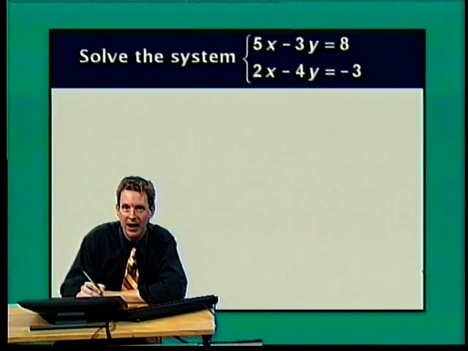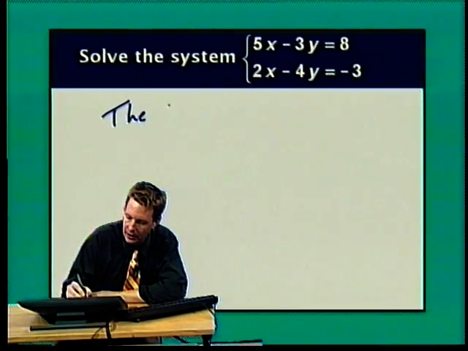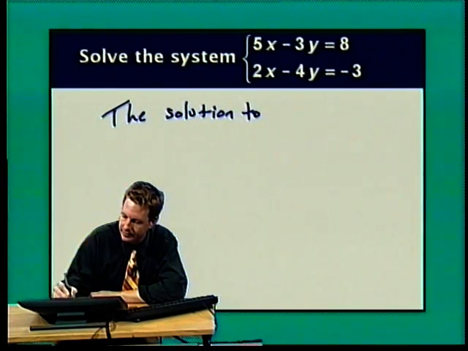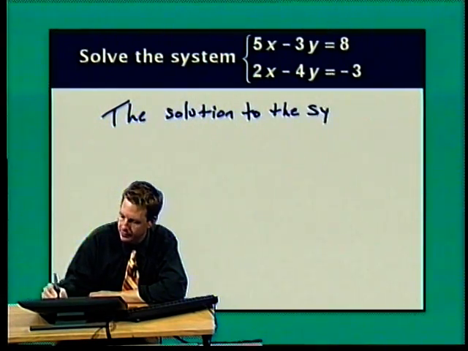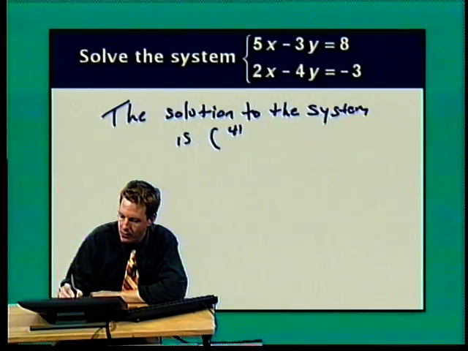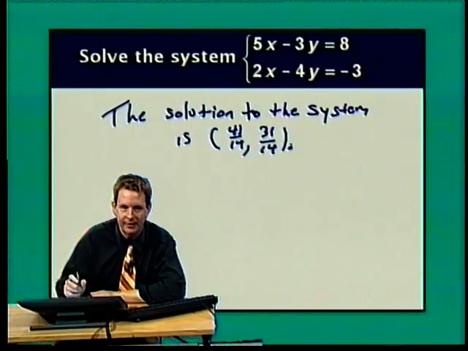So let's go ahead and write our solution. The solution to the system is the ordered pair 41/14, 31/14.